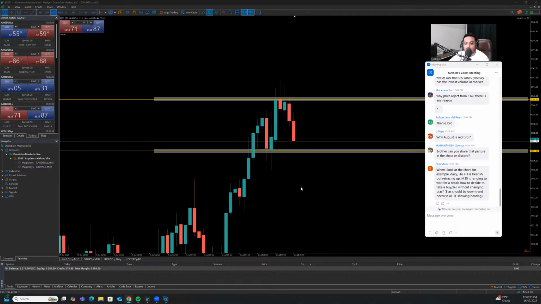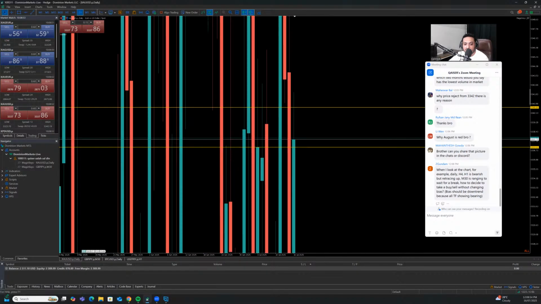When I look at the chart, for example, daily and H4 and H1 are bearish, but rotating up, and M30 is ranging, waiting for a break. How do I decide to take a buy or sell without changing bias? Bias should be downtrend because all time frames are showing bearish. So just look at the daily. The current daily is in a bullish form.